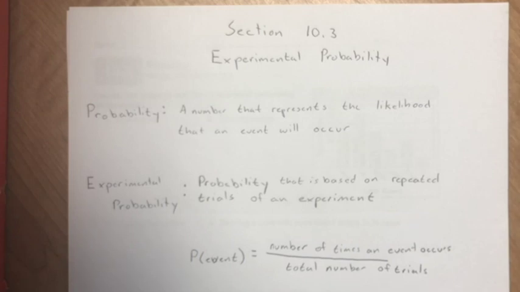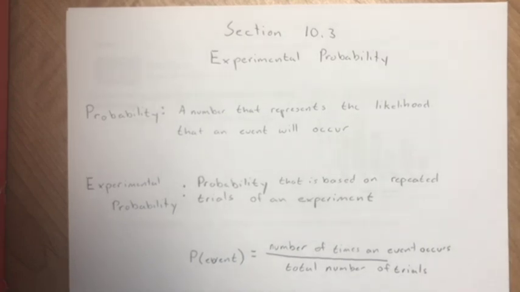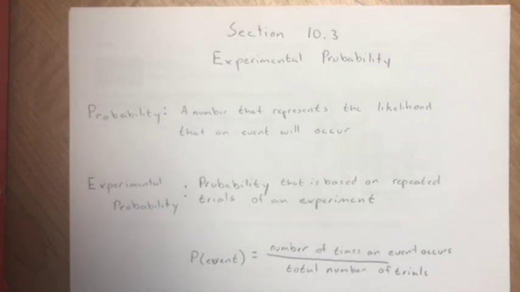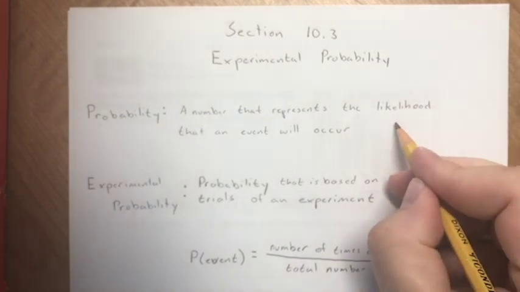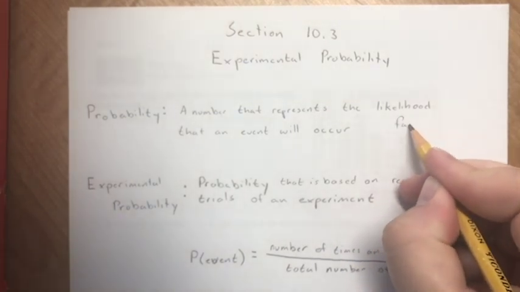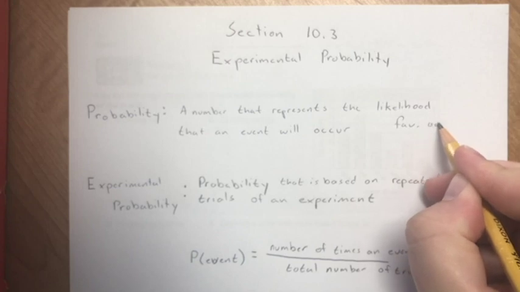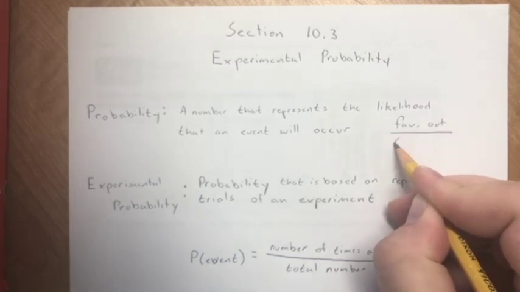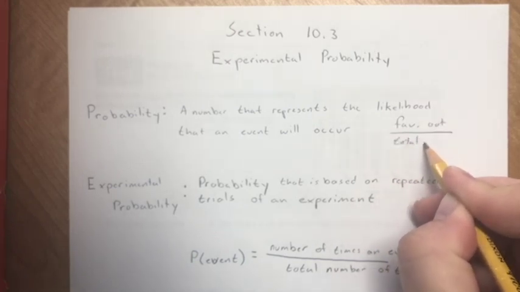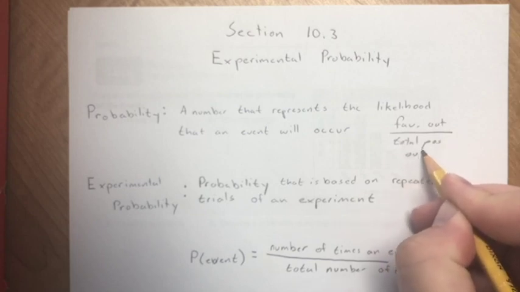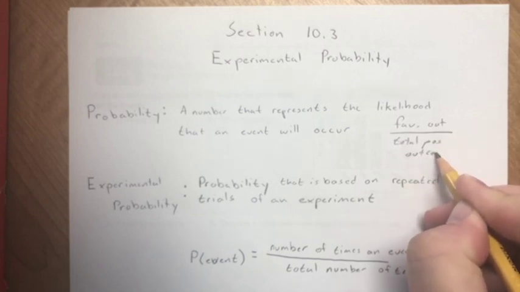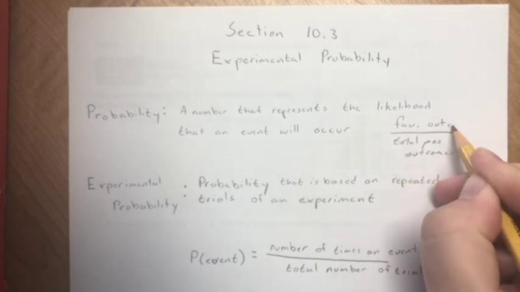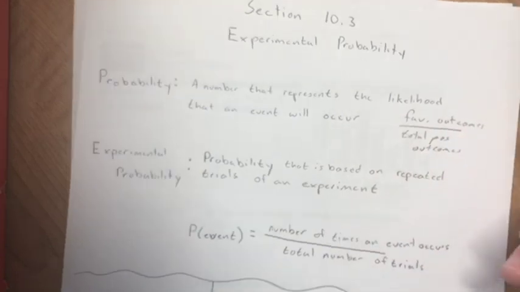Section 10.3, we're going to be talking about something called experimental probability. Last time we spoke on the term probability, and it's the number that represents the likelihood that an event will occur. Basically, it's the favorable outcomes divided by total possible outcomes. And we talked about that last time. It was pretty straightforward, wasn't all that difficult.